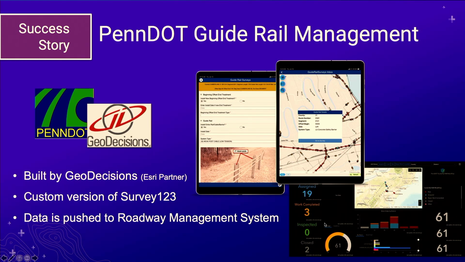So with AppStudio, you can get the source code of Survey123 and customize it as your own, whether you just want to brand it. In this case, they did more than branding it. They actually added more functionality to it with some mapping capabilities, being able to see their features on a map in the app. And of course, when they capture this information and they do the reports, all that gets pushed immediately back to their roadway management system.